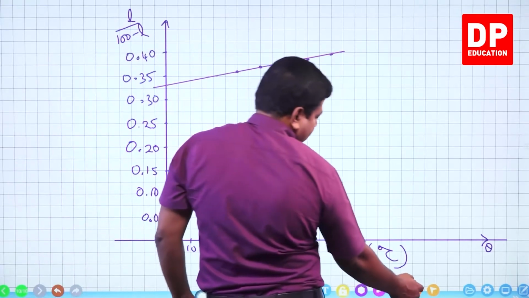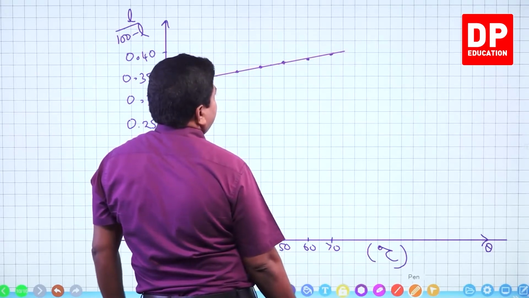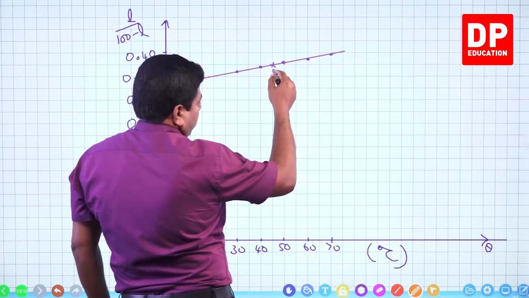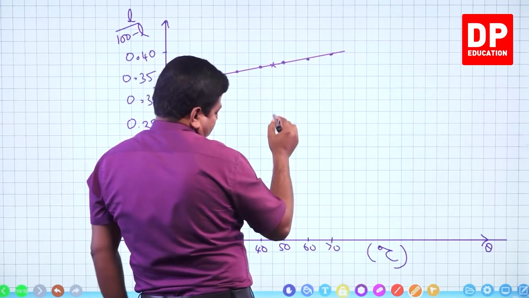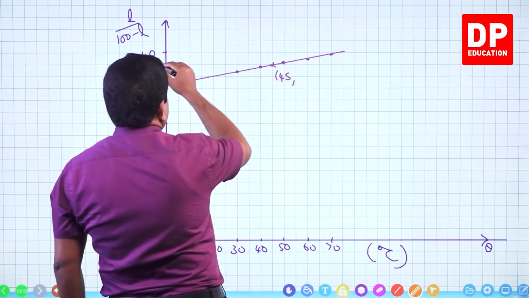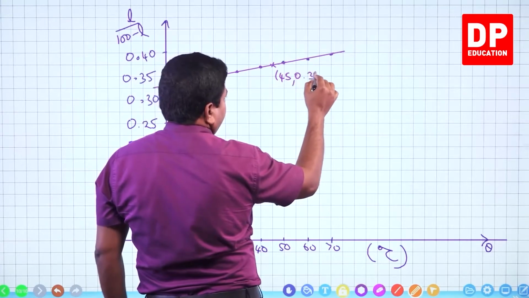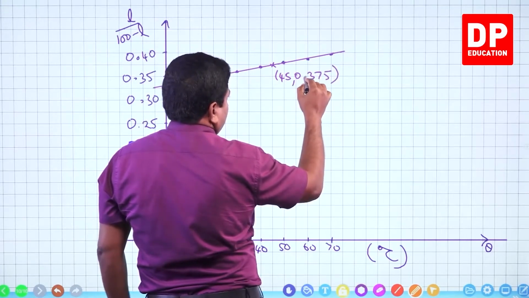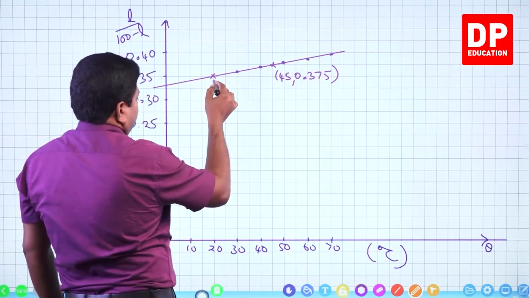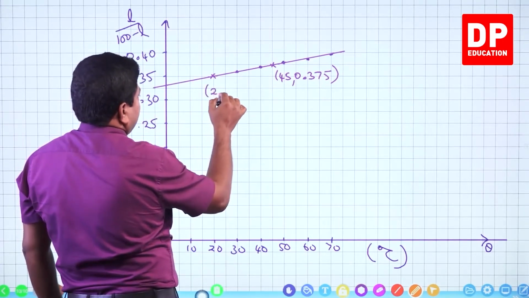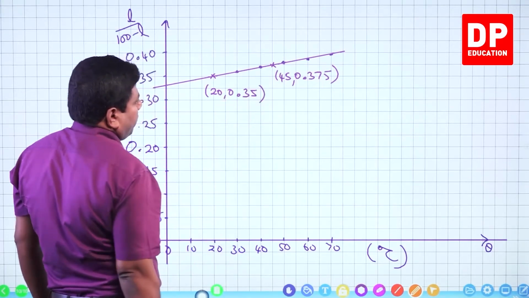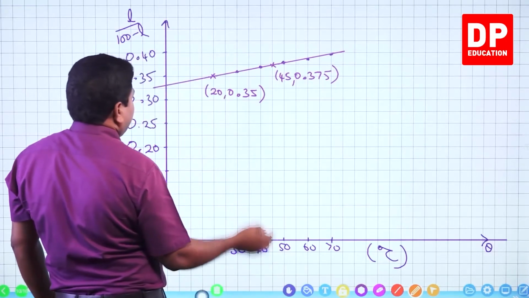Now, to find the gradient and intercept, we need 2 points. See, this point looks good, which is at 45 and 0.375. And let's take another point. See, this is good. This is at 20, 0.35. So, we can get the gradient as well as the intercept.